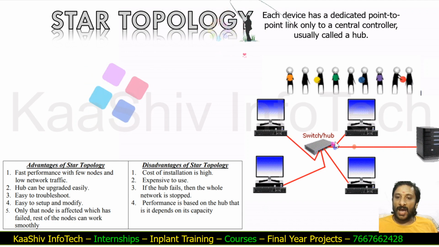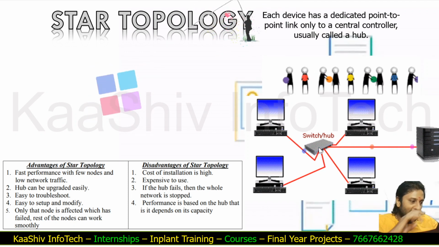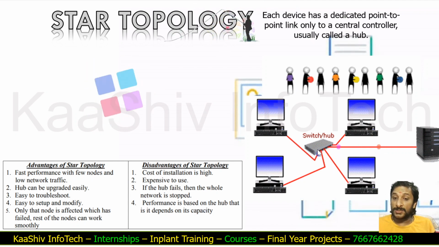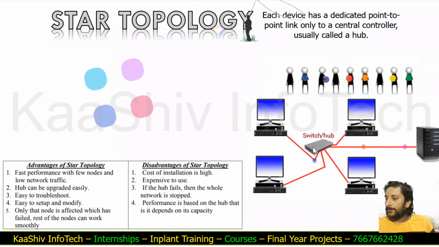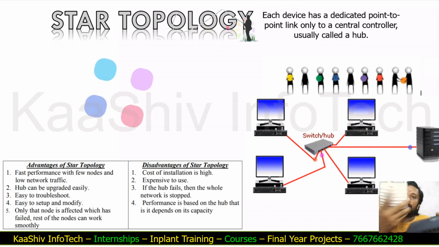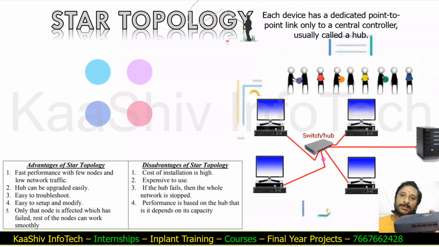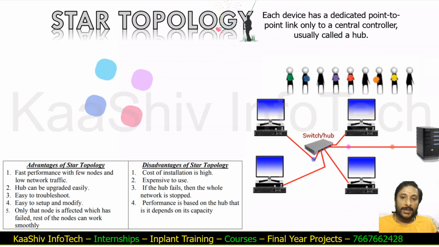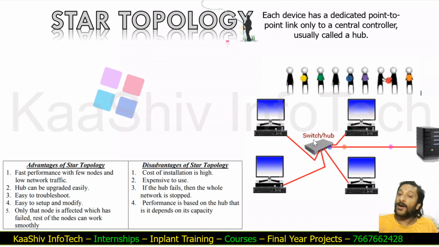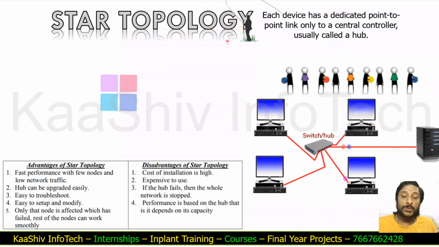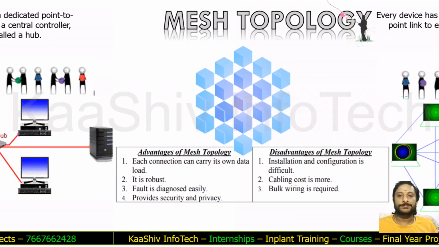It is expensive to use. If the hub fails, if the center device, the switch, is not working, then it's gone. No network. That is the biggest problem. The performance is based on the hub, so this is very important. If I have this kind of device, instead you should buy this device, because this one is in Mbps and this one is in Gbps. You have to find a device which is really faster, so the entire network is faster based on the network device you are connecting.